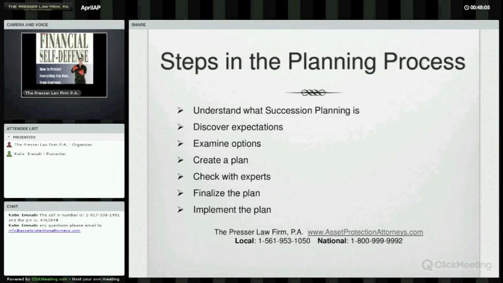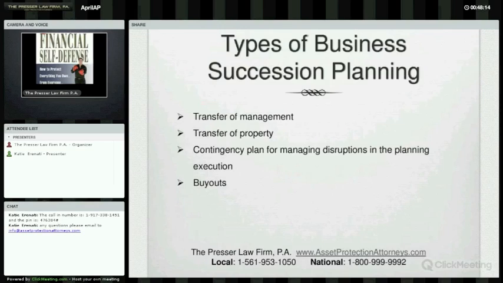Nobody gets up in the morning and expects to get in a car accident or expects to get diagnosed with some sort of disease at the doctor's office. So you always want to plan as far in advance as possible.